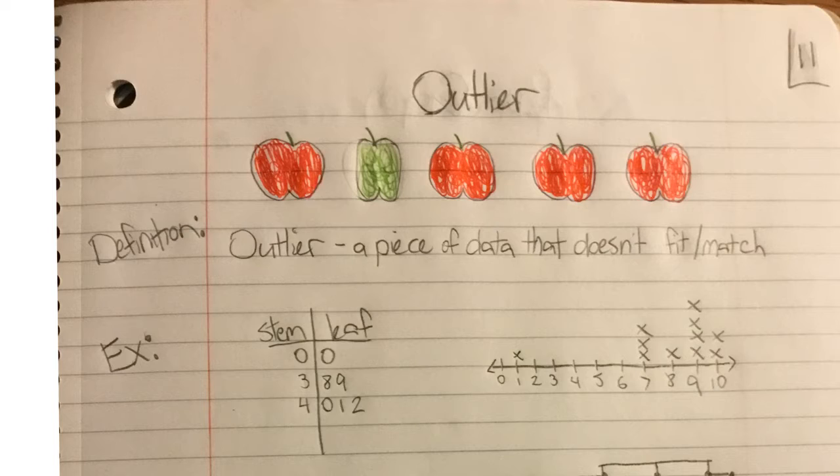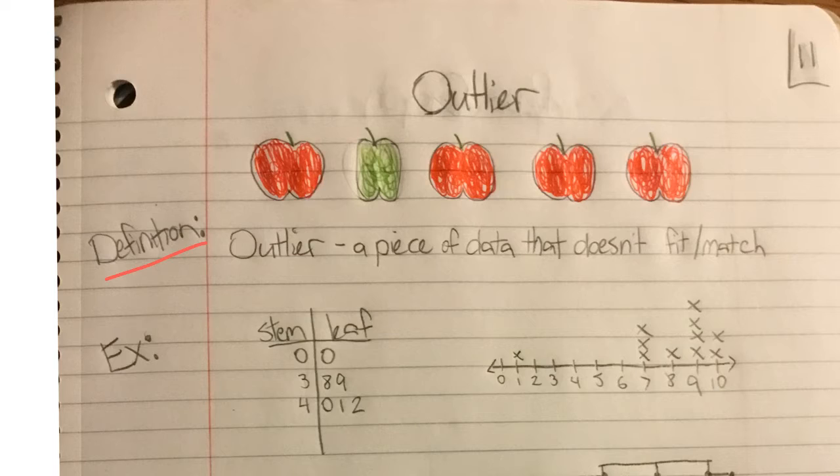So you'll see I started out here with a pretty definitive picture that really puts into words what the outlier means. As you can see, there are 5 apples. There are 4 juicy, plump looking red apples, and then there's one that's green and skinnier and it just doesn't seem to fit with the others. So outlier, very much like this image, is a piece of data that does not fit or match. It's kind of like an oddball. It's not normal. It doesn't fit the pattern.